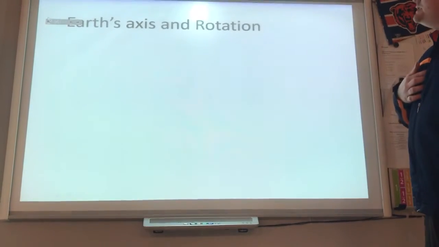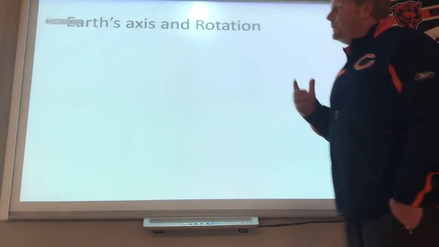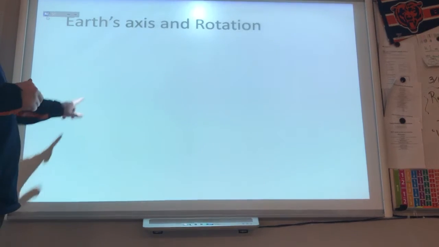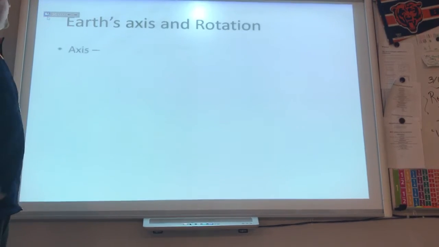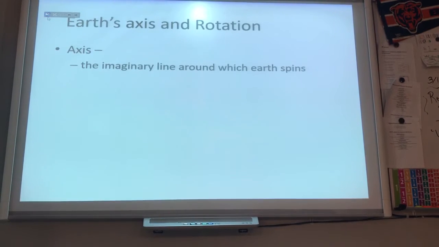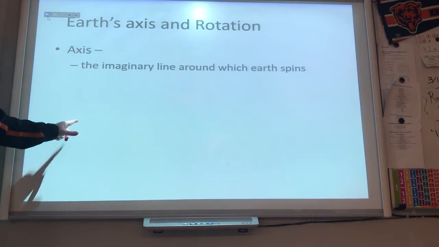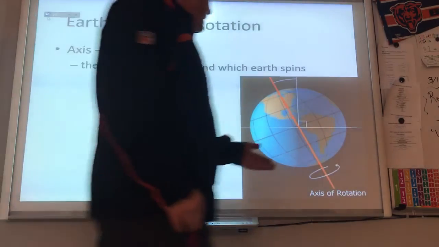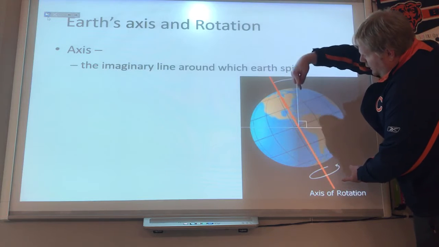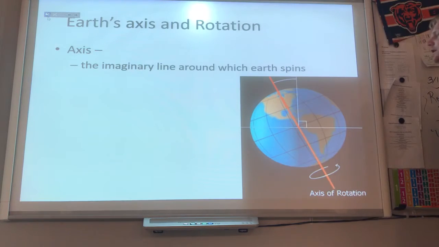So Earth's axis and rotation. This is important because it helps determine, like the Bible says, our days and months and years. The axis, the imaginary line around which Earth spins. This is the axis of rotation. That line, and it spins around there. All right?